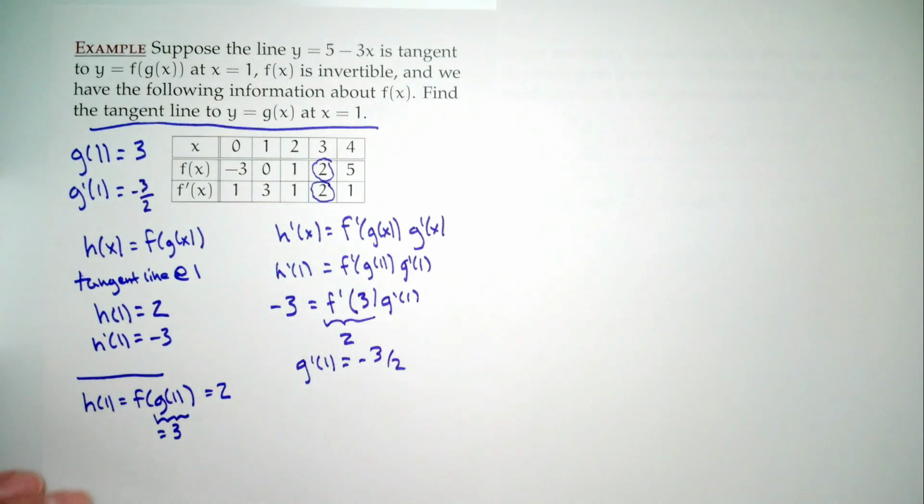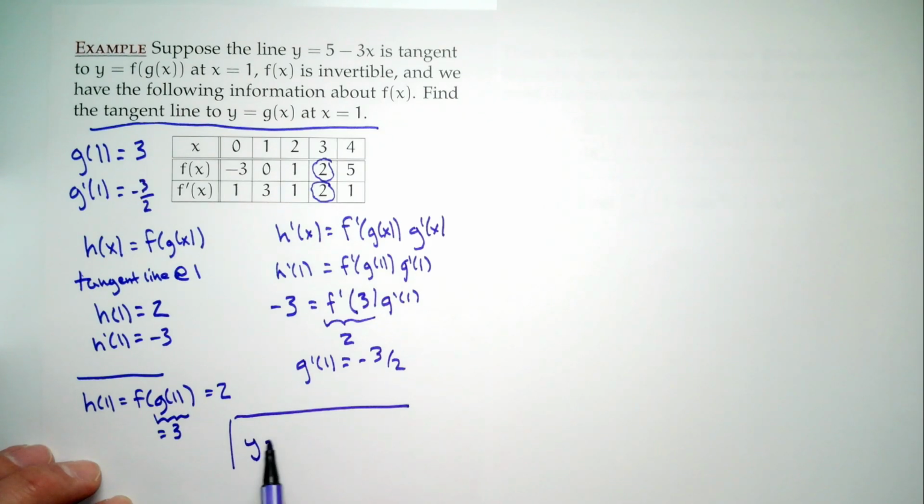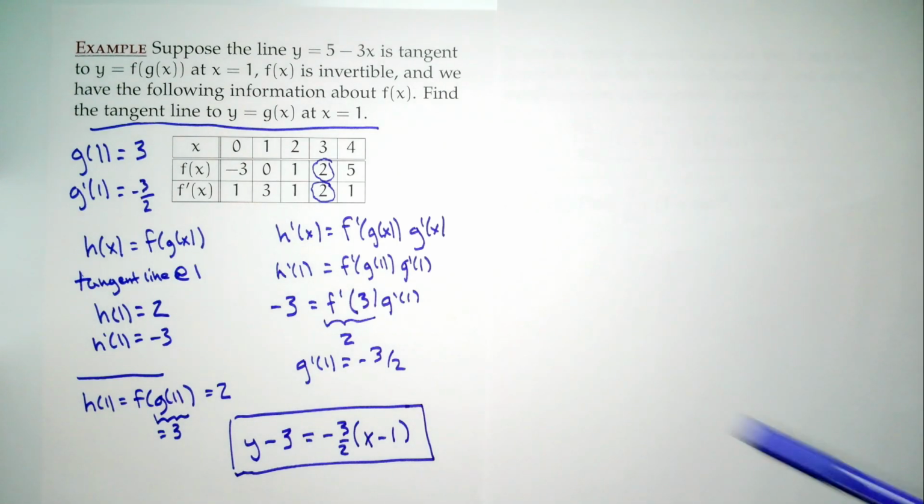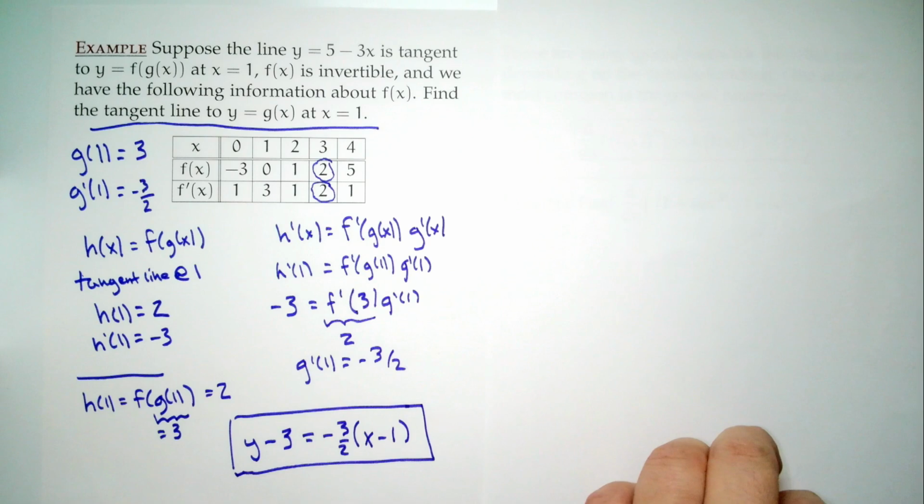So we can put those two things together. So y minus our y value, 3, is equal to our slope, negative 3 halves, times x minus our x value, which is 1. And that's it. We're done. All right. I actually like this one. It's a little bit different.